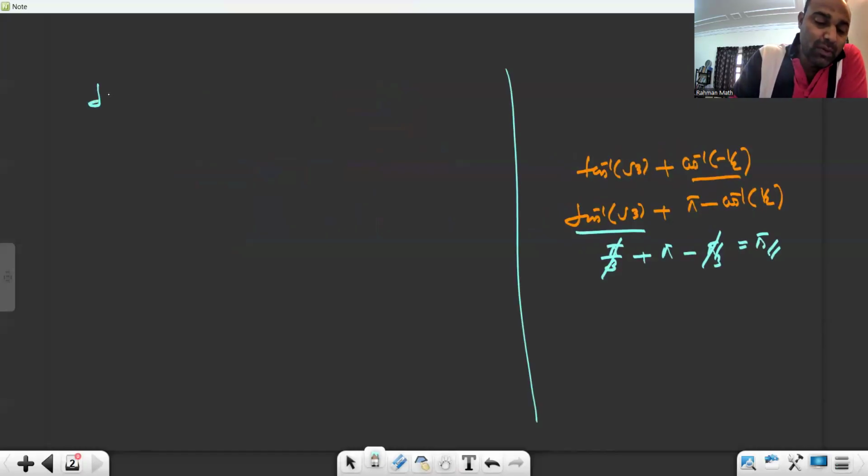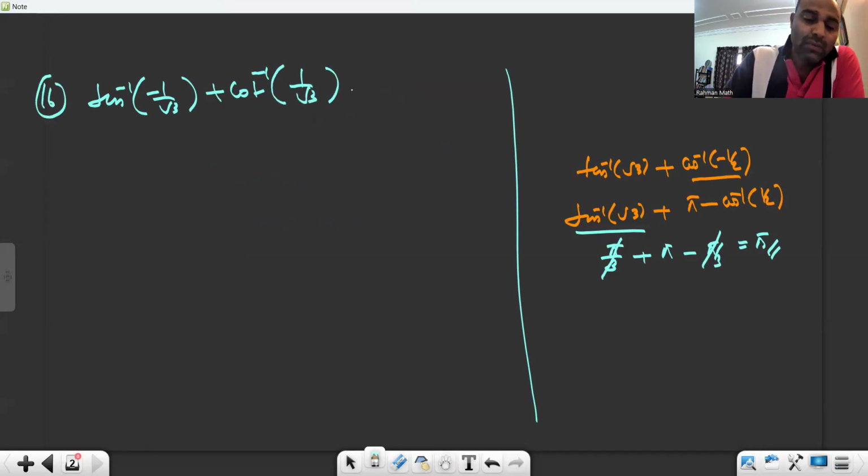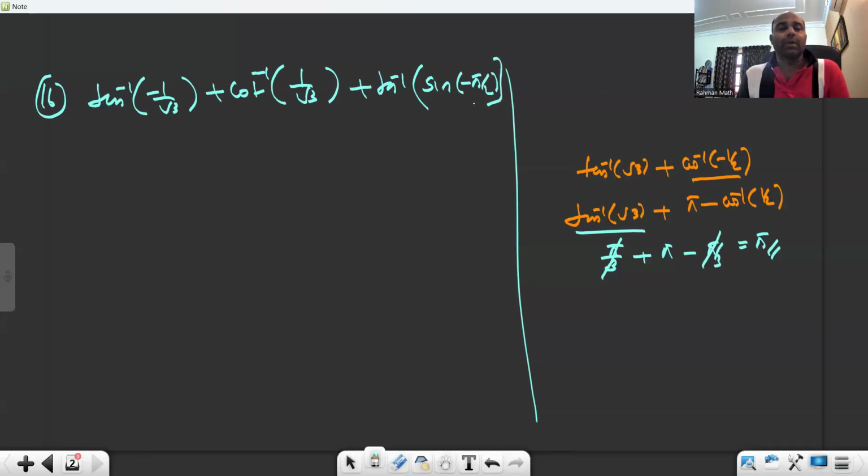Question number 16: tan inverse of minus 1 by root 3 plus cot inverse 1 by root 3 plus tan inverse of sine of minus pi by 2. Write the question. Everyone try to understand.